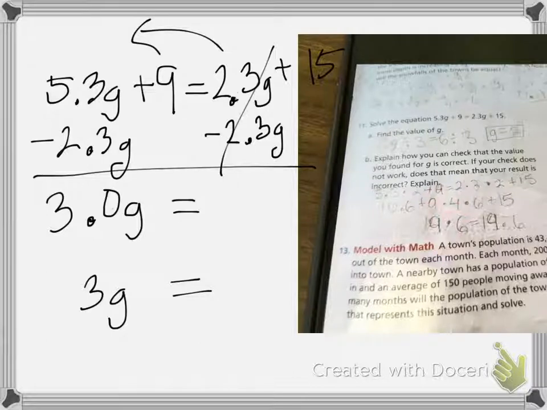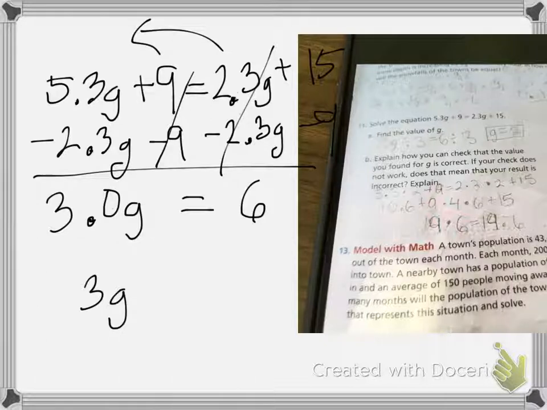Right, now we're going to do the other part. Now we're going to move the 9 to the other side. In order to move the 9 to the other side, it's positive, so I'm going to subtract 9 from both sides. Positive 9 and negative 9 are 0, they cancel. And on this side we have 15 minus 9, which is 6. So now we have 3g equals 6.